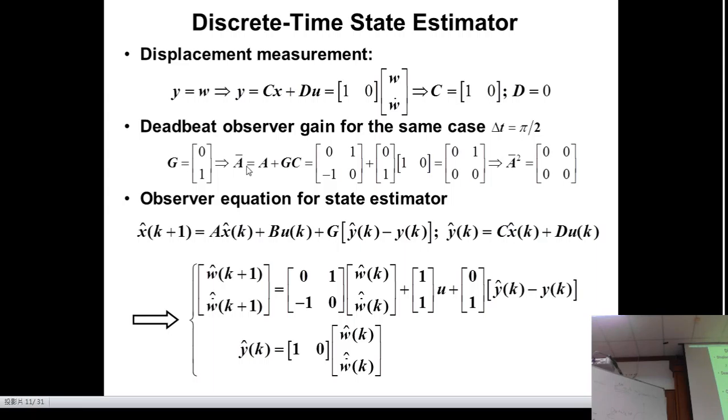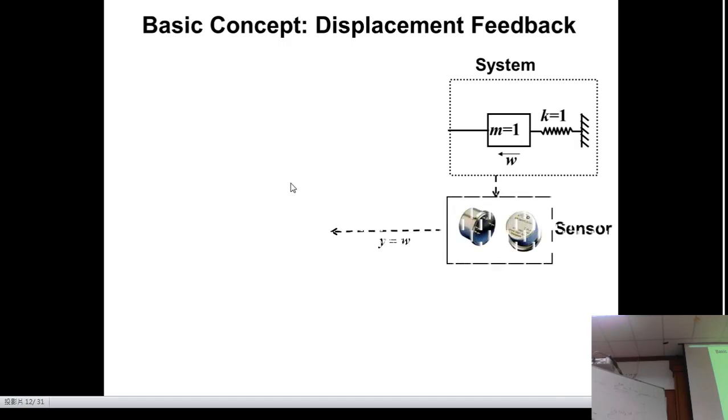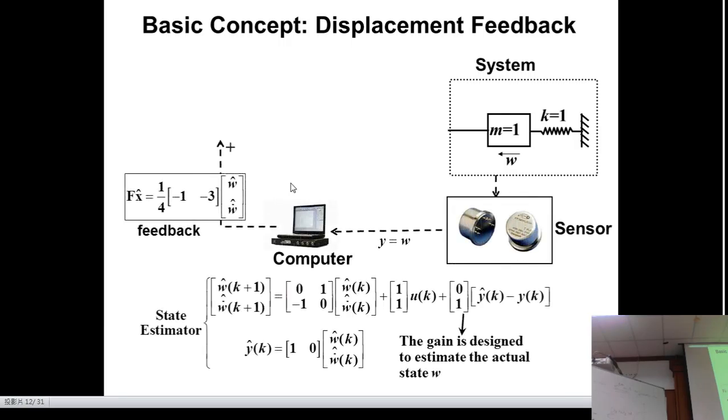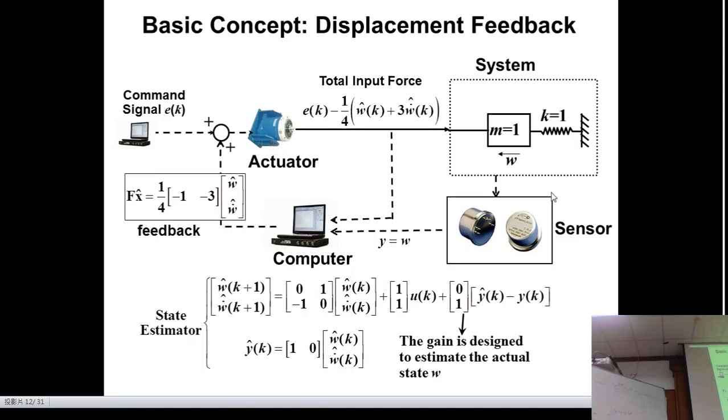All right. But in this class we focus on the control gain. So this is real applications. Assume you have y equal to w, and this is the state you measure. You don't measure your W dot, you measure your displacement only. Then in your computer, you need this observer state estimator, we call it the state estimator, to estimate your W hat and your W dot hat.